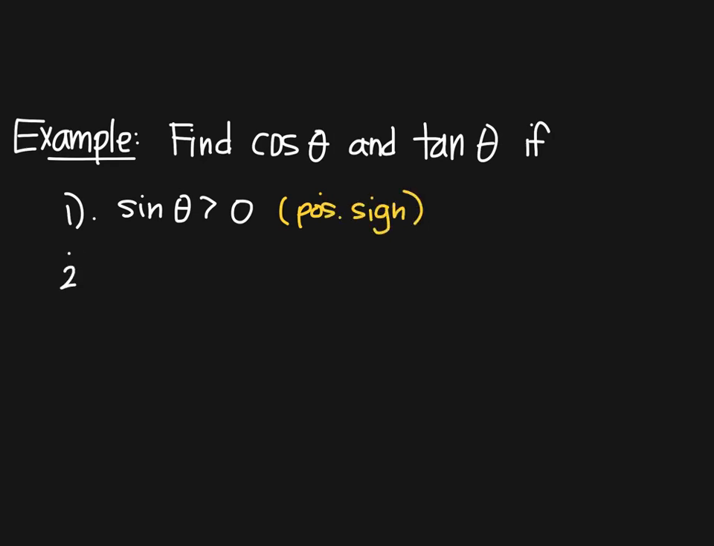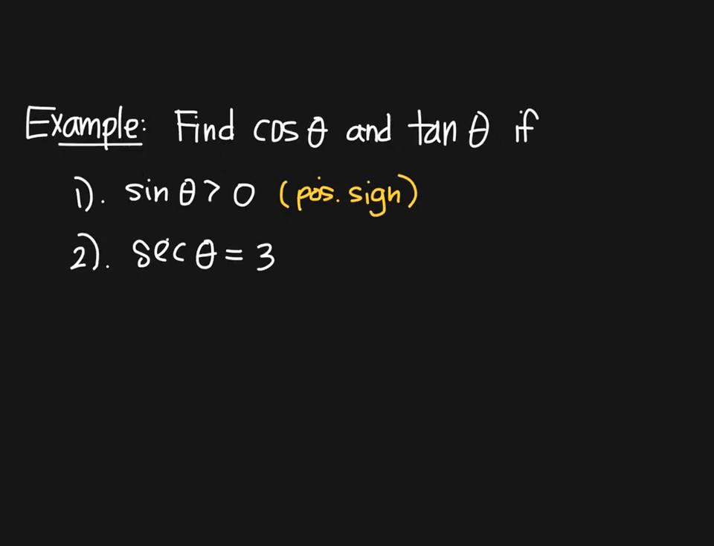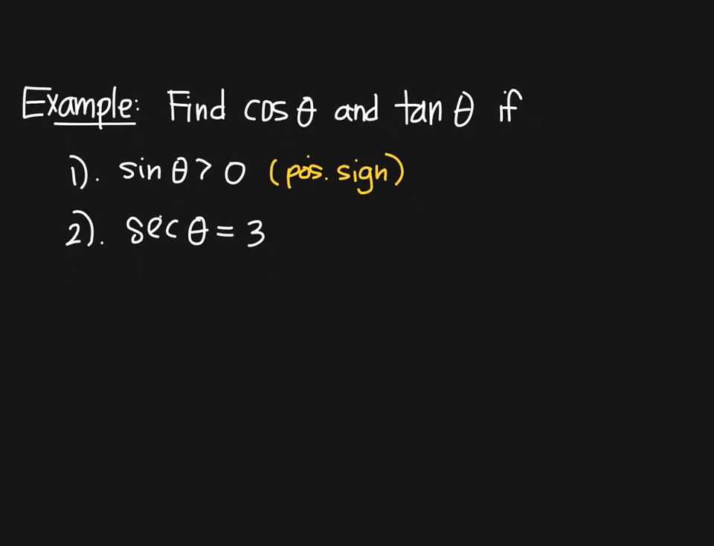And requirement number 2, secant theta is equal to 3. Whoa. Secant theta is equal to 3. Well, what's secant theta paired with? Cosine. So secant theta is equal to plain 3. What did cosine theta have to be? 1/3. We just answered half of our question because it said find cosine and I just did.